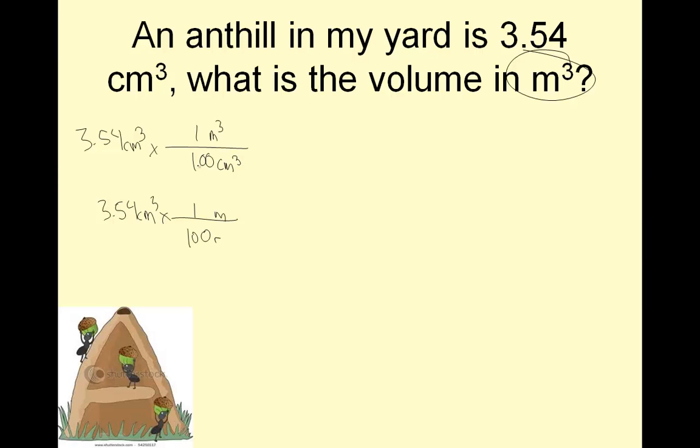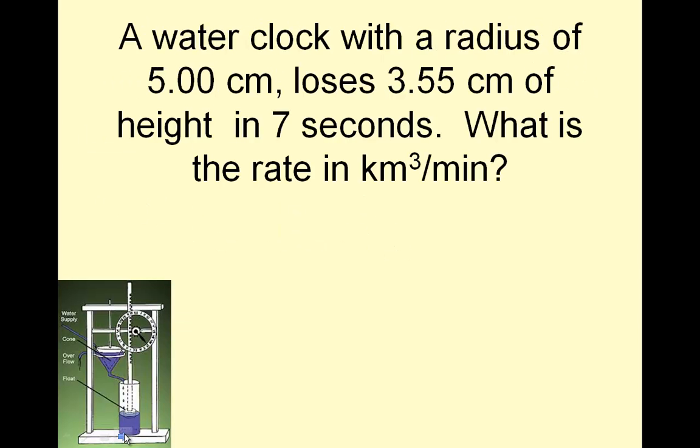So 1 meter is 100 centimeters. That only cancels the third part. Then I have to do it again. So doing this 3 times cancels all of those. So if I have this, then I'd have 1 cubed over 100 centimeters cubed. Okay, and there's my answer. So 3.54 divided by 100 cubed is, hey, it gave me scientific notation this time, 3.54 e negative 6 meters cubed. Yay, anthills. Water clock with a radius of 5 centimeters loses 3.55 centimeters of height in 7 seconds.